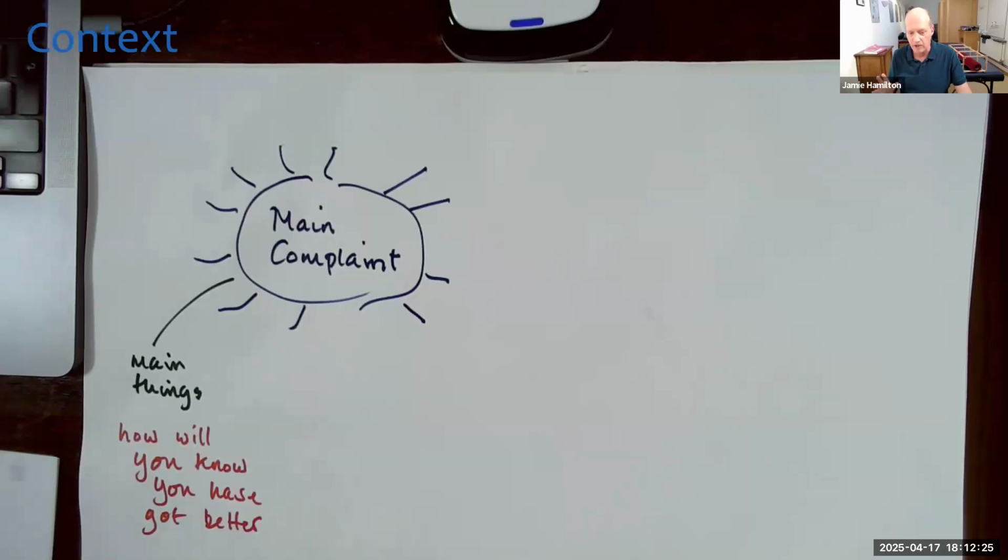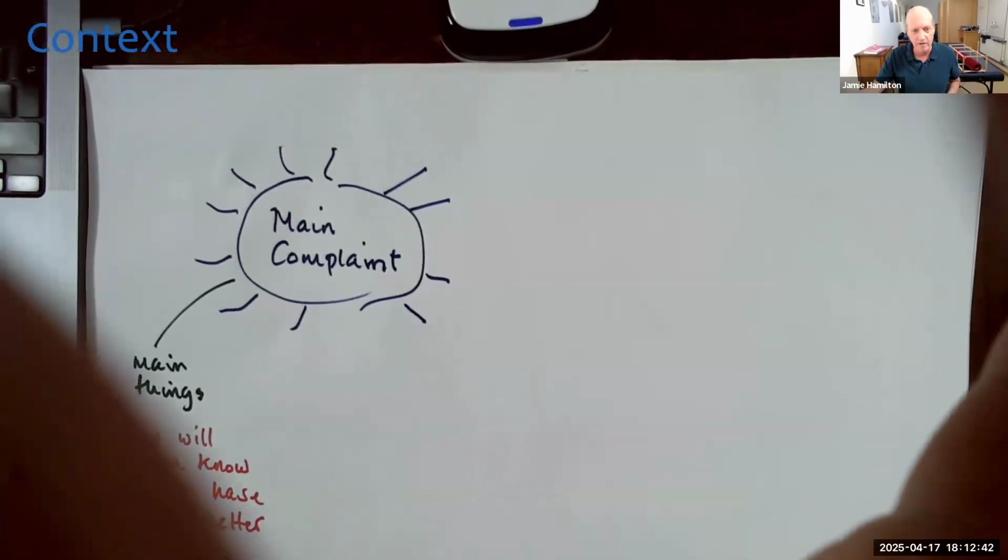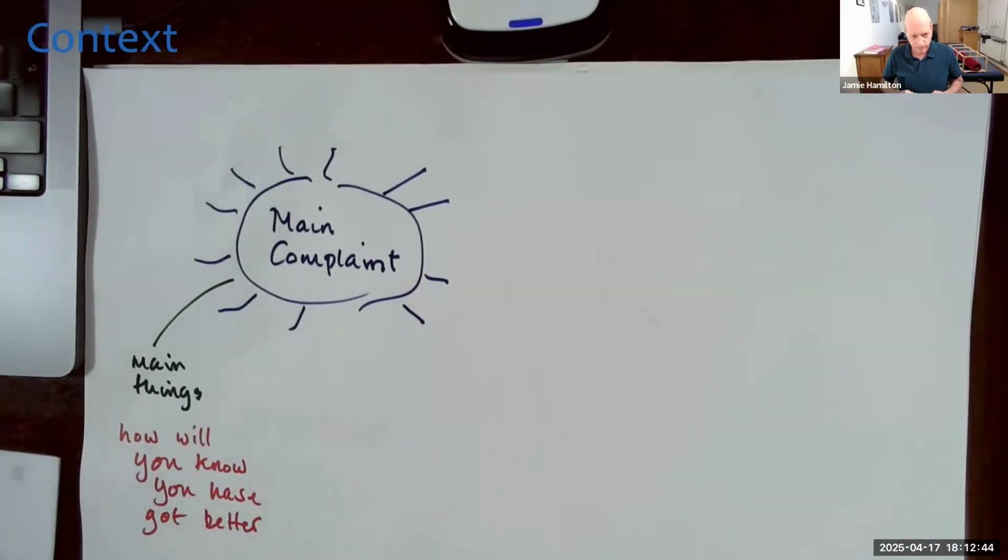And in a way, it should be the first thing we have on our piece of paper. I find it surprisingly easy to lose track of it if my note taking is not really on point. So I do like writing it out again and again in my notes. What is the main complaint?